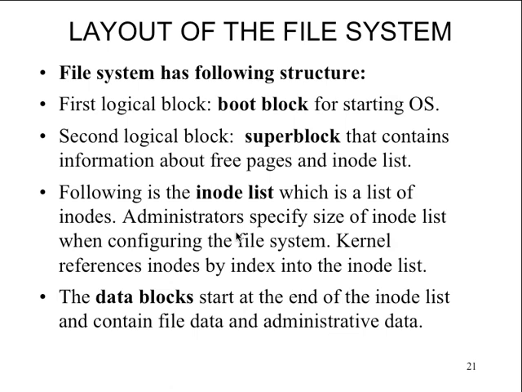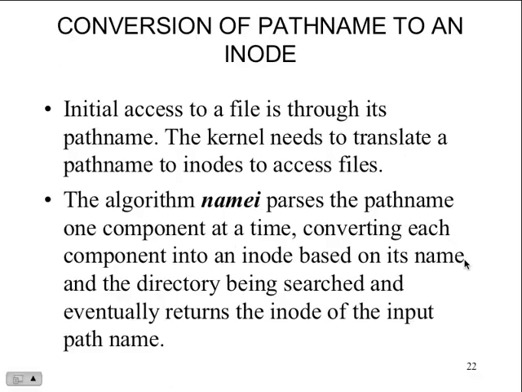And then we have the data blocks. Data blocks start at the end of the inode list, and they contain the data and the administrative data and all the things needed to build the file system, essentially. So, conversion of the path name to the inode. So here's the interesting thing.